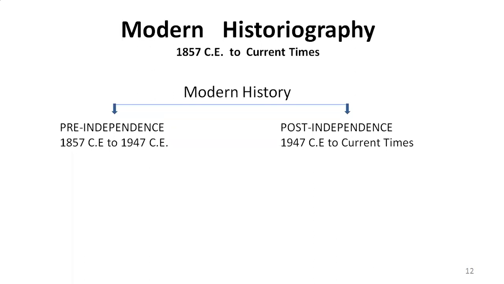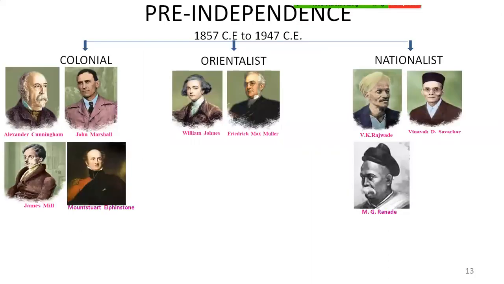We now come to the historiography of the modern period, which begins around 1857 current era with the Indian War of Independence and continues right up to the current times. Now, modern historiography of India is divided into two sections: pre independence era and the post independence history. Pre independence history is further written from three perspectives: the colonialist, the orientalist, and the nationalist.